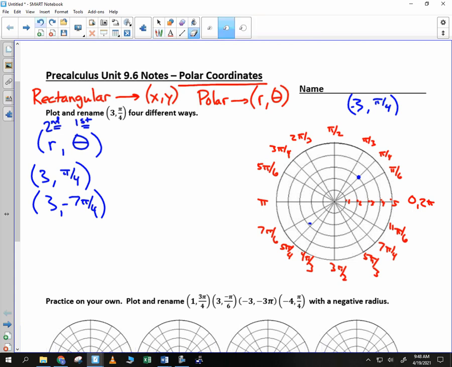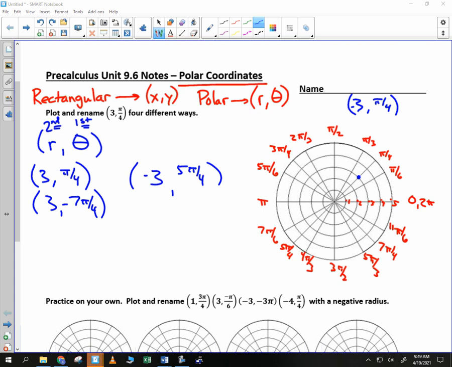So, again, we're only going to be plotting points today, and you're going to practice this part. We'll go to our worksheet, but let's rename it using a negative radius, okay? So what I'm going to do is I'm going to do Morgan's idea. Morgan, what angle brought me over here? 225, or 5 pi over 4. Everybody agreed? So if I move to 5 pi over 4, that will bring me here. But then I don't want to go 3 units in that direction. I want to go in the other direction. So we'll do negative 3.